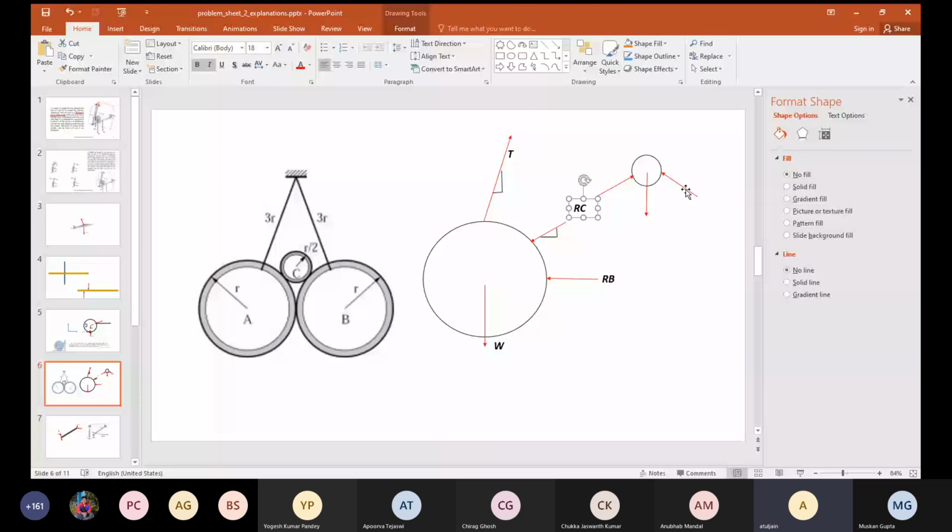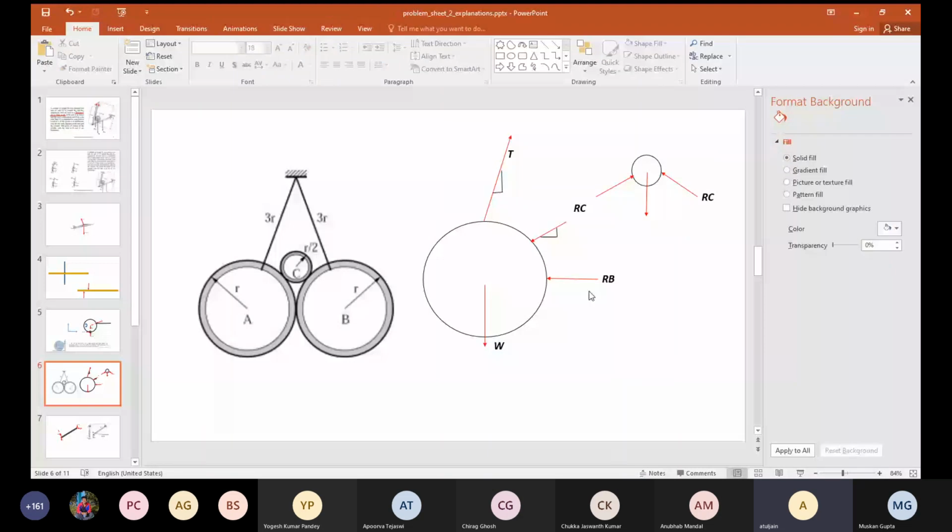Now can you solve the problem? At the point where equilibrium is lost, RB will be equal to 0, because when the object C is about to fall, contact between A and B will be lost. RB will be equal to 0, and then you should be able to solve.